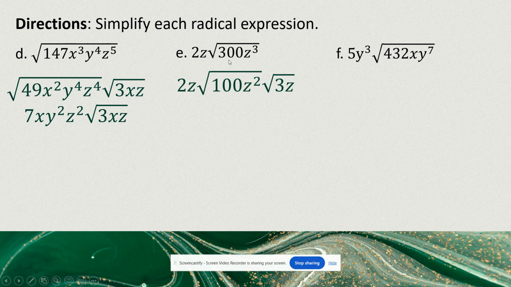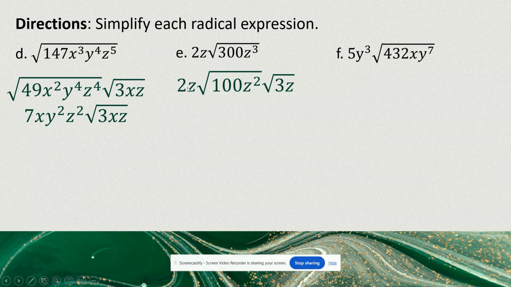100 is a perfect square that goes into 300. It goes into it 3 times. So 100 goes underneath the radical that can be evaluated. 3 goes underneath the one that can't. Okay? Z to the 3rd, it's an odd exponent. I pull out a factor and put the remaining even underneath my radical that can be simplified or evaluated.